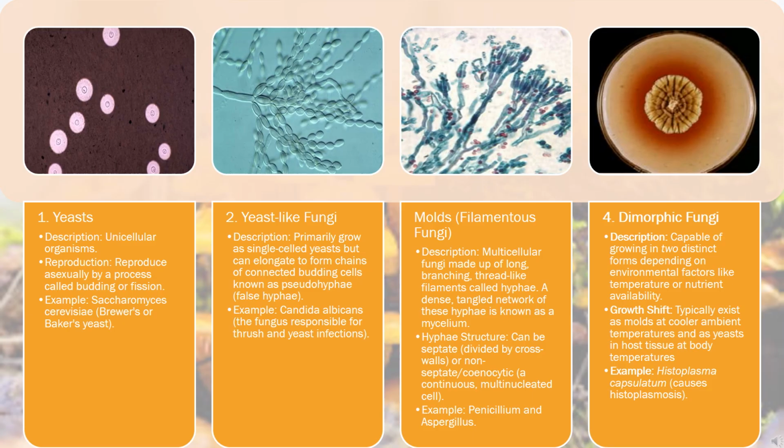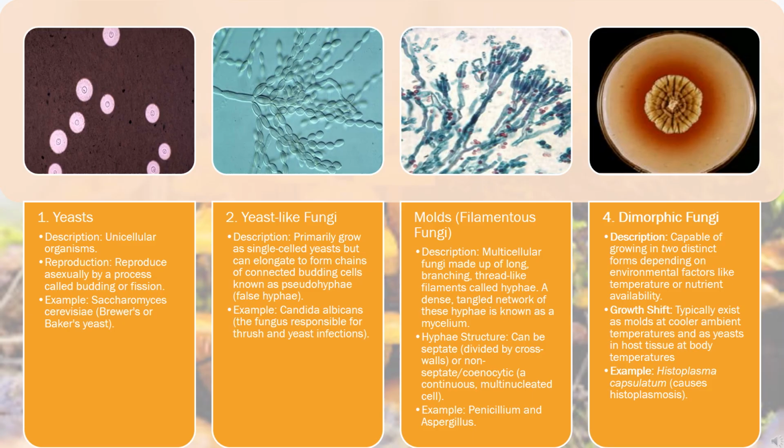2. Yeast-like fungi. Primarily grow as single-celled yeasts, but can elongate to form chains of connected budding cells known as pseudohyphae, false hyphae. Examples include Candida albicans, the fungus responsible for thrush and yeast infections.